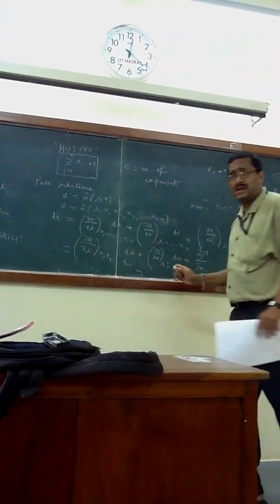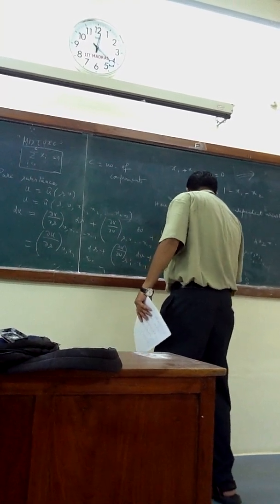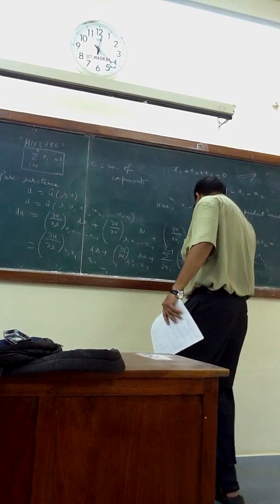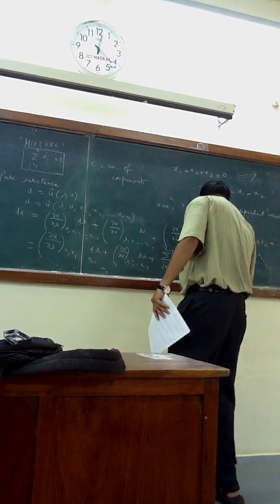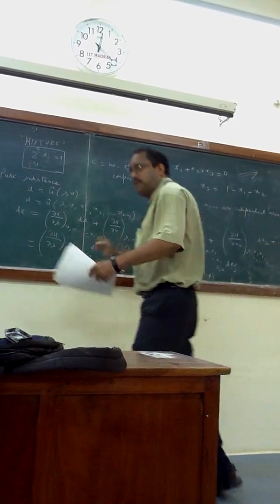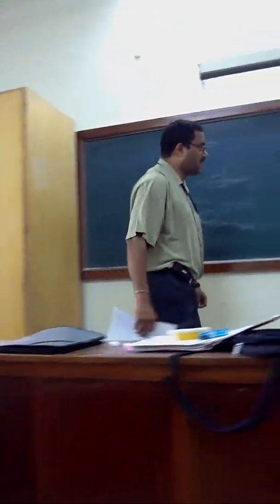∂U by ∂xj at constant S, V, and constant xi, where i is not equal to j, dxj. You are very correct, madam. xi, i not equal to j.